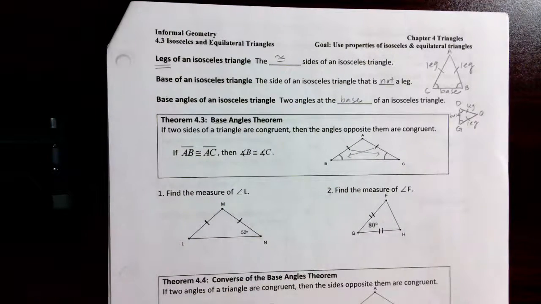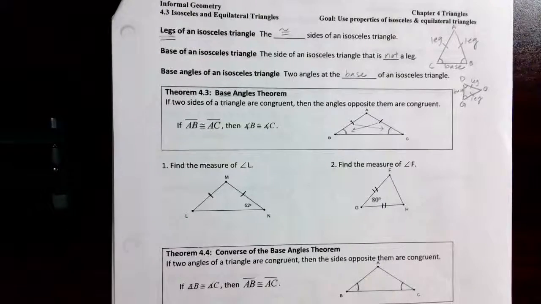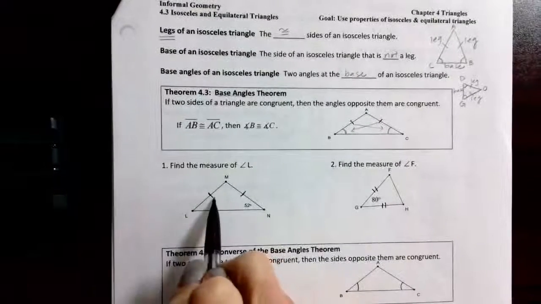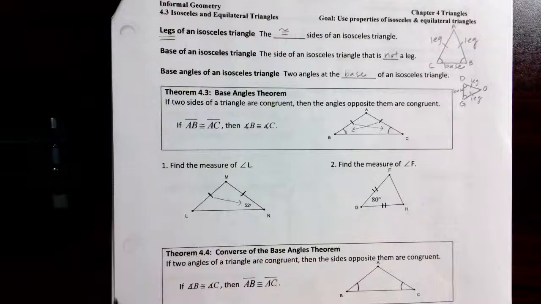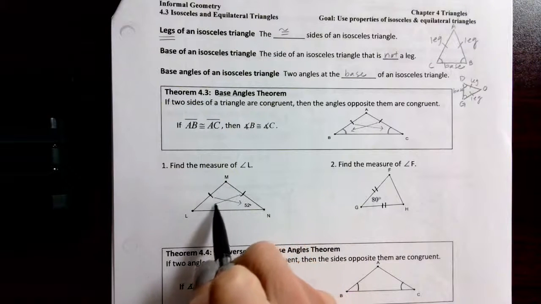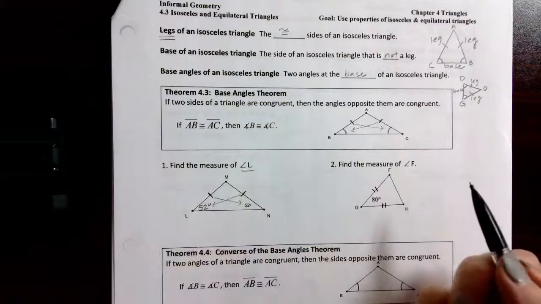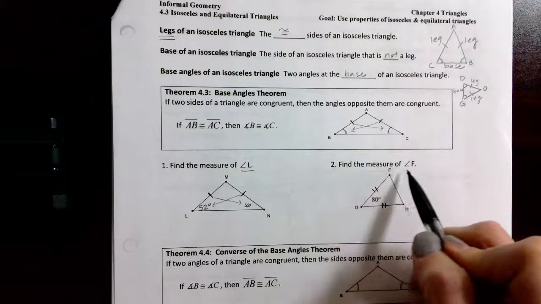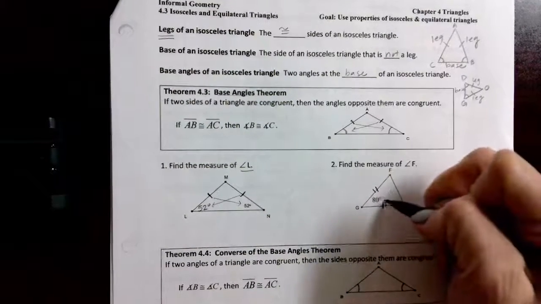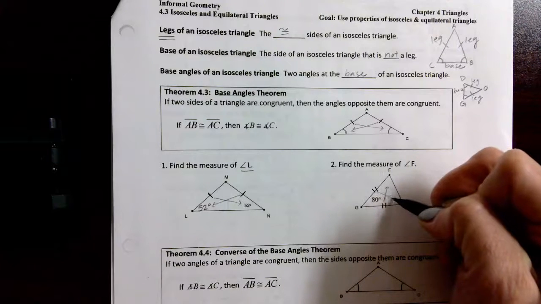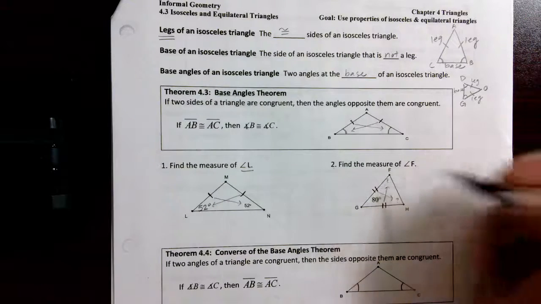So if AB is congruent to AC, then angle B will be congruent to angle C because they are opposite of those sides. The example problems that work with that: if I look at this congruent side, it goes to the 52, that means across from this side over here should also be 52, which is the measure of angle L. Okay, next one says find the measure of angle F. Now, when I go across from these two congruent sides, there's nothing there.